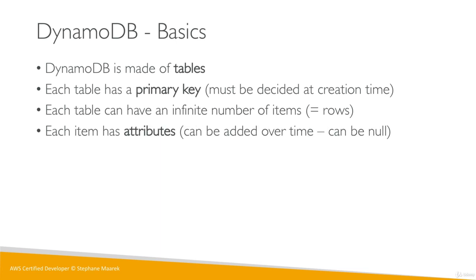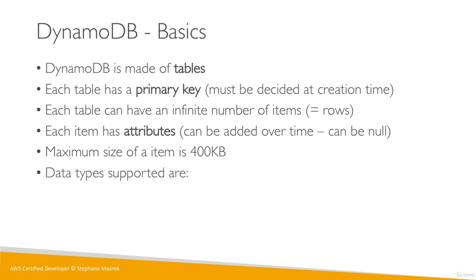Each item can have attributes, and attributes can be added over time. They're basically equivalent to columns, but a little bit more, because these attributes can be nested. And because these can be added over time, there's less restriction than SQL databases, and some attributes can be null. Now, the maximum size of a row or an item is 400 kilobytes. So you can pack a lot of information into one row, and this is encouraged.